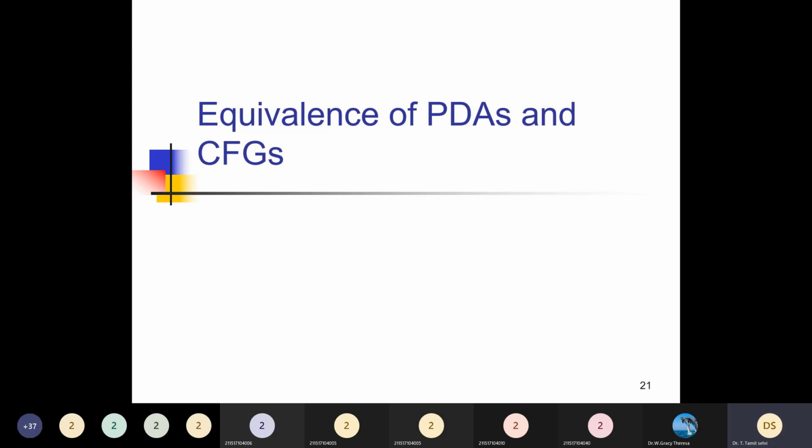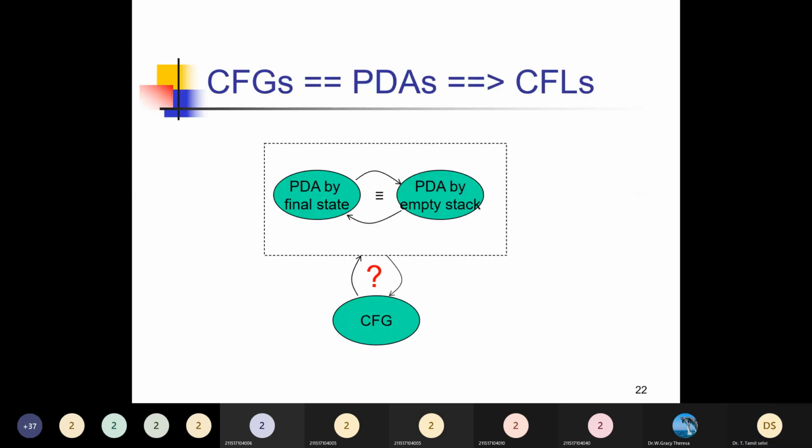So here, the equivalence of PDA and CFG. Like our finite automata, we studied the equivalence of regular languages with finite automata. Likewise, here we have to see the equivalence of PDA and CFG. So in PDA, we have two different ways of acceptance, right? PDA by final state and PDA by empty stack. We already discussed that both are equivalent. And then this is equivalent to CFG.